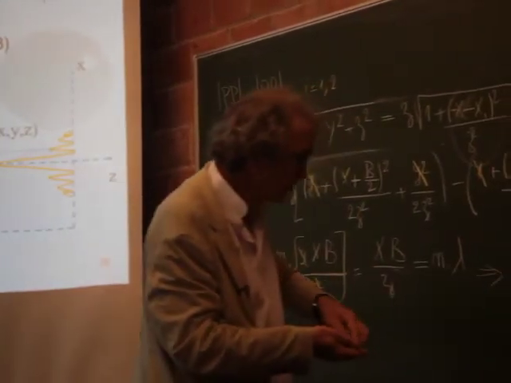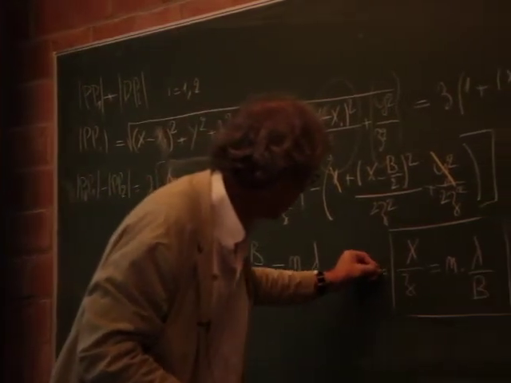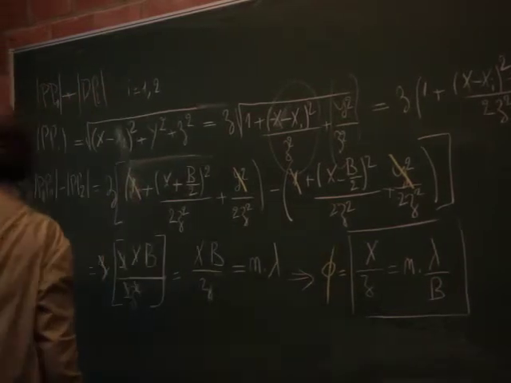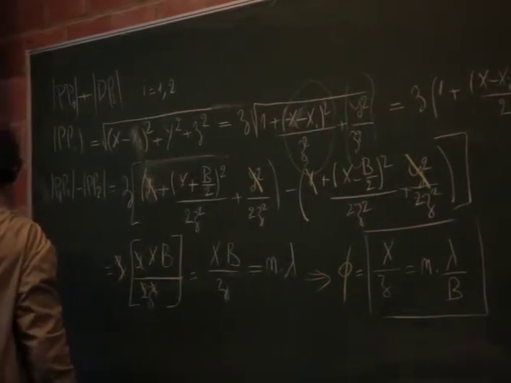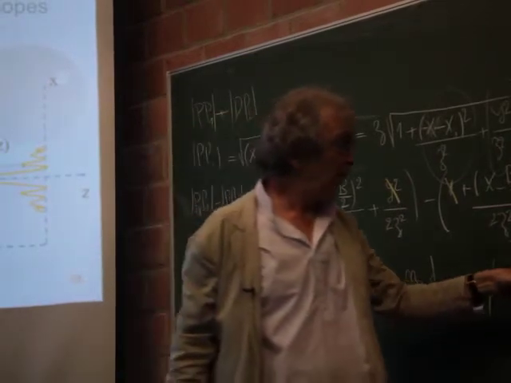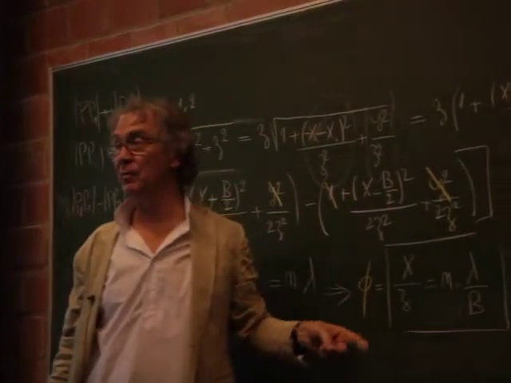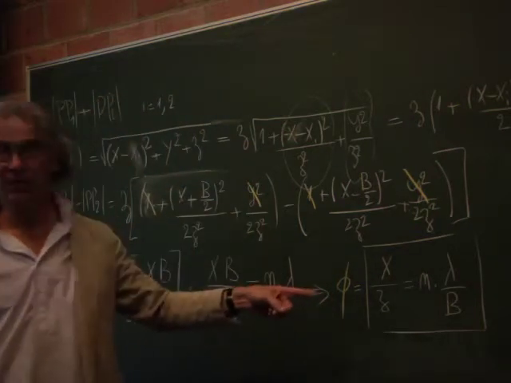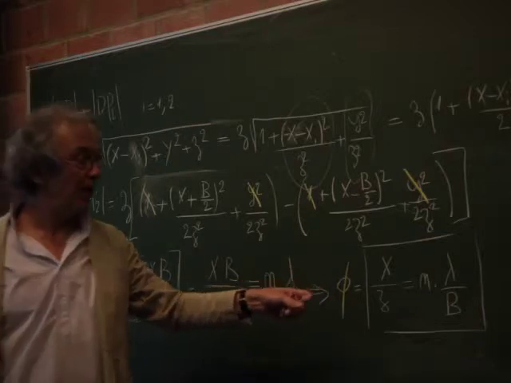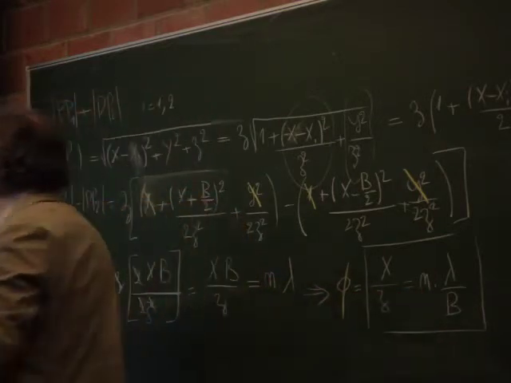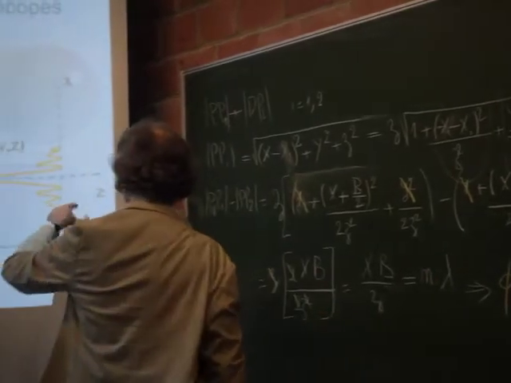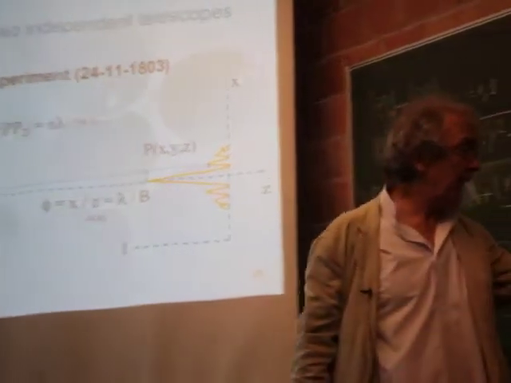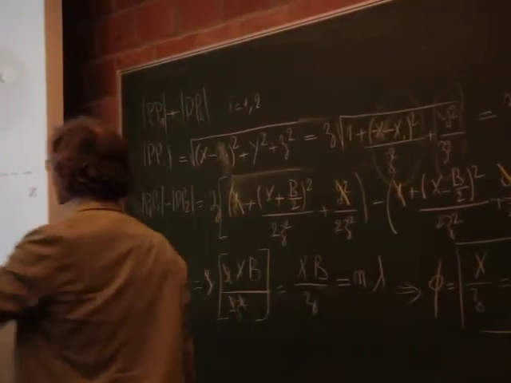So this I can also write as follows. I can say, okay, phi, so the angular distance between this point and that point, so this angle, is equal to an integer number times lambda over b. Now, for which value shall I get light maximum? Do you agree? When n equals 0, n equals 0 means that x will be equal to 0, the angle 0, it's here, it's the maximum. Now, when n equals 1, well, I have the second maximum.